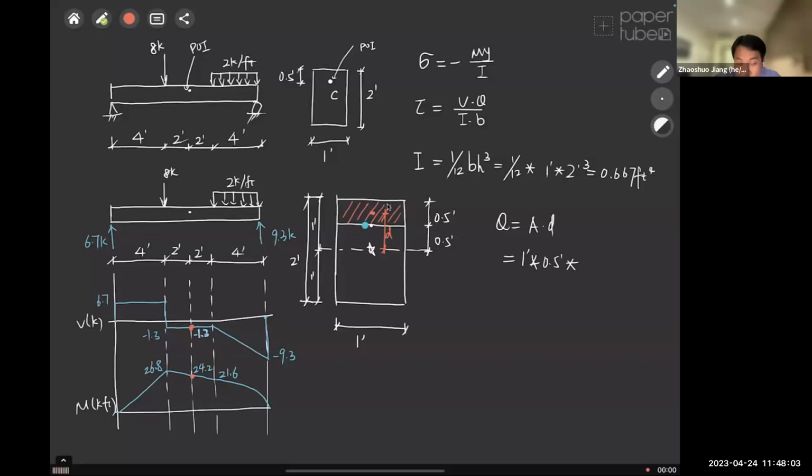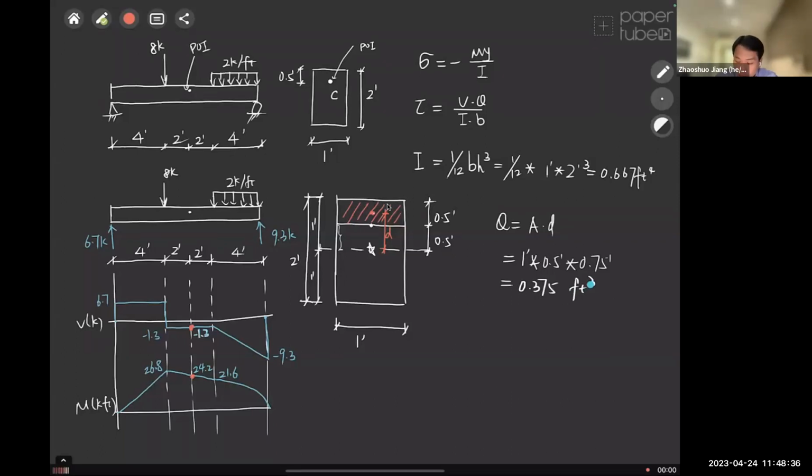We have this distance here as 0.5. The distance between the centroid of shaded area to 0.5 is 0.25, right? Half of that. So if you add those up, that is going to be 0.75. If you calculate that right, our Q is going to be equal to 0.375 to the third.